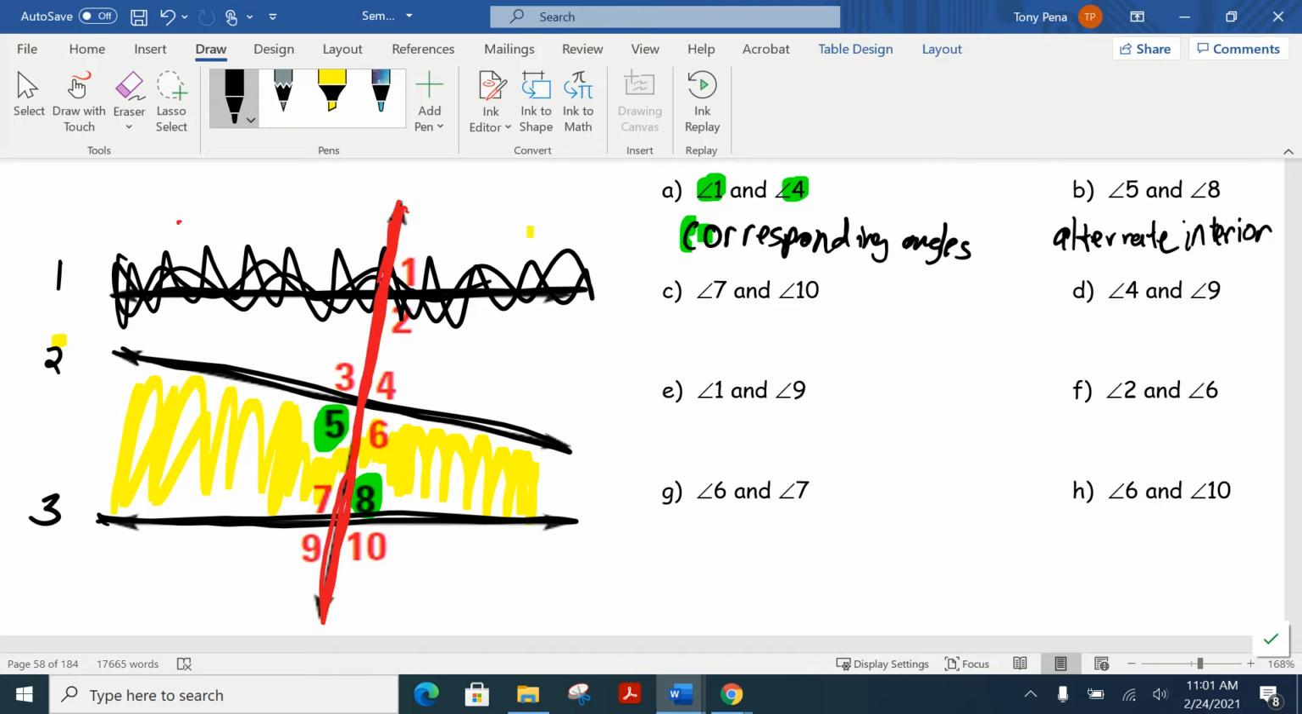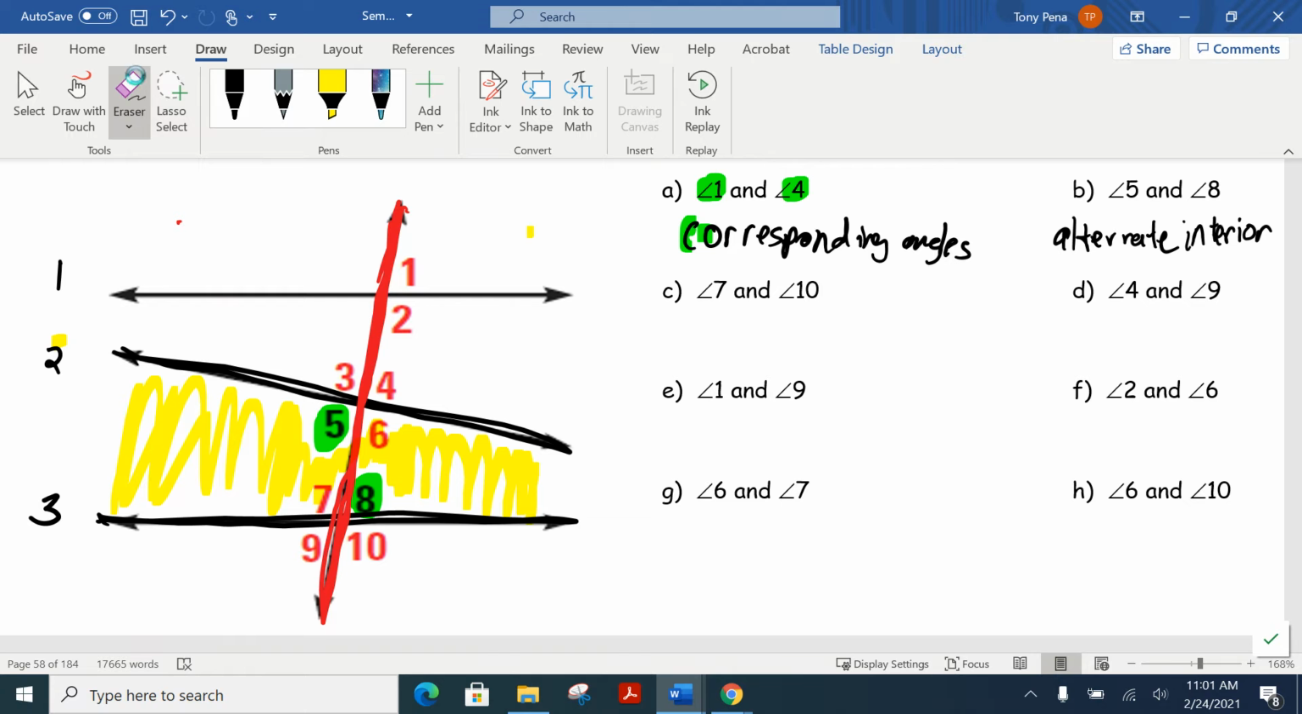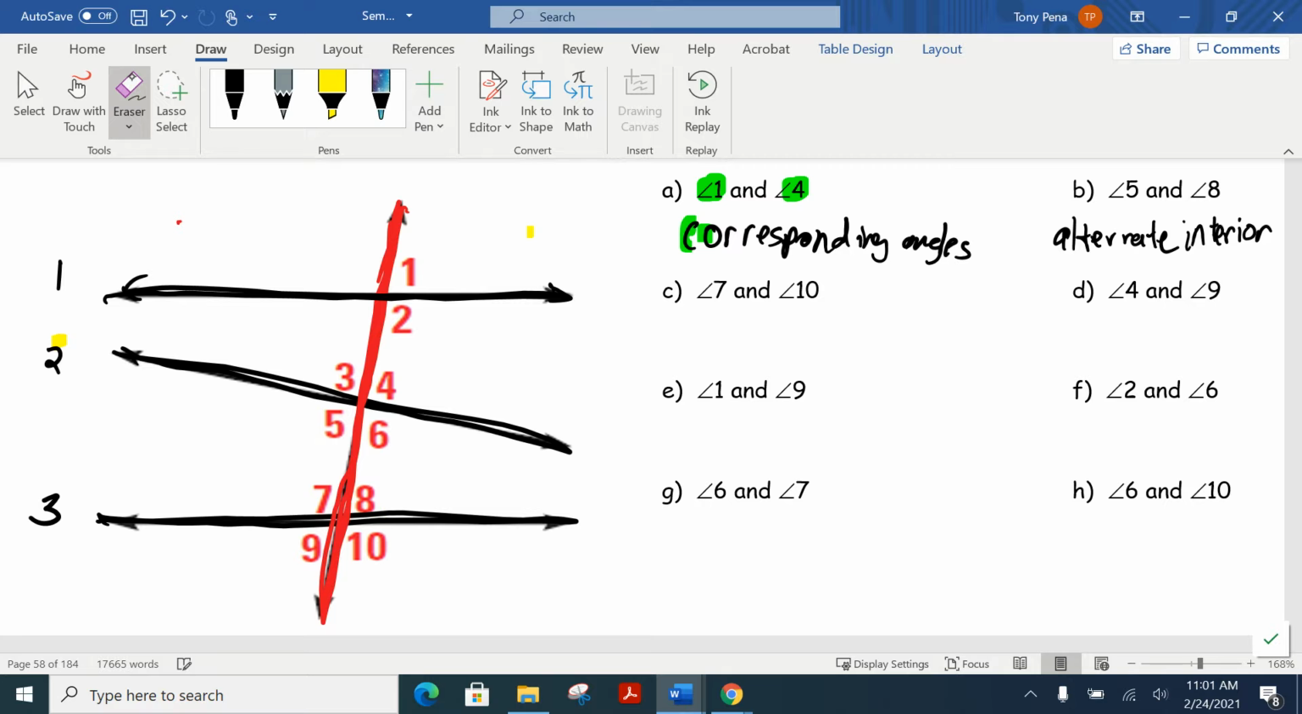All right, let's do C and D, and then we'll see what you guys can do for E, F, G, and H. So let's see what we got here. All right, so angle, actually, let me do some erasing so we only worry about those. So angle 7 is right here. Angle 10 is right here. So this one is a little bit different. Write down what you think we have.